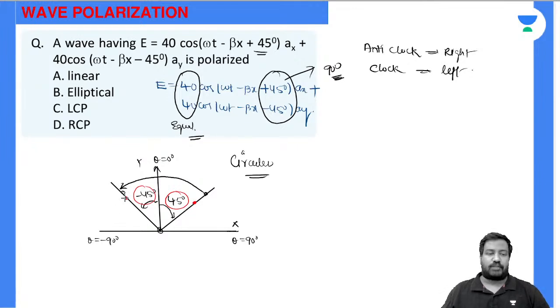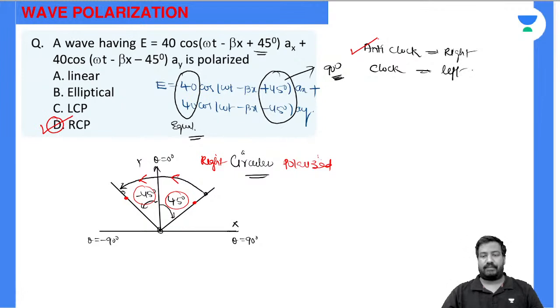Now in the diagram, it is moving from plus 45 to minus 45, from this point to this point. How is it moving, clockwise or anti-clock? Anti-clock. Anti-clock means what? Right. Therefore it is right circularly polarized. Any doubts? RCP, right circularly polarized.